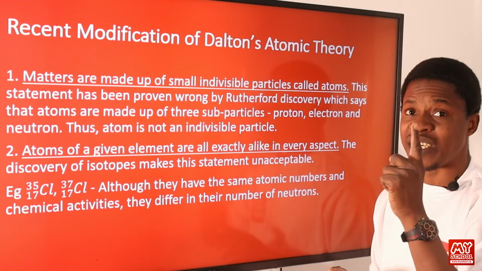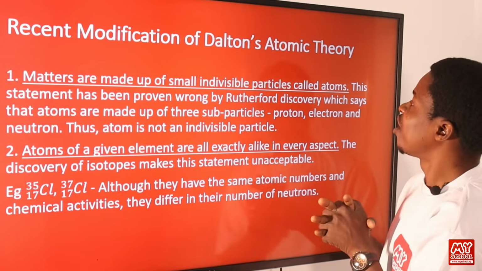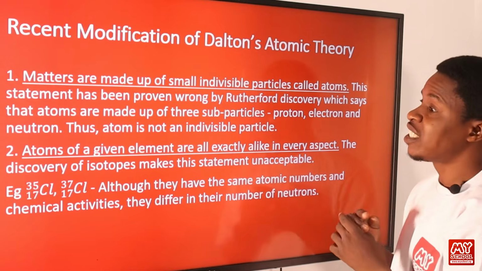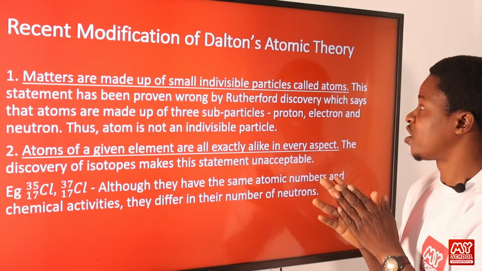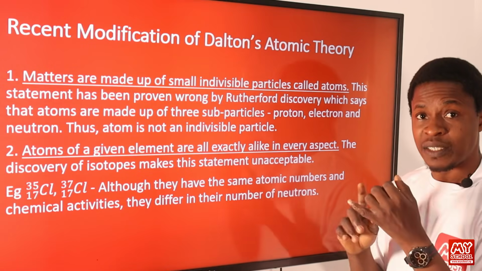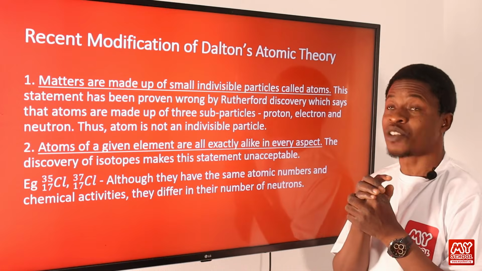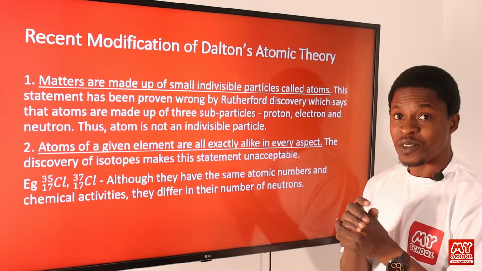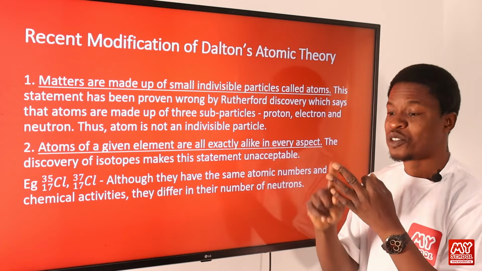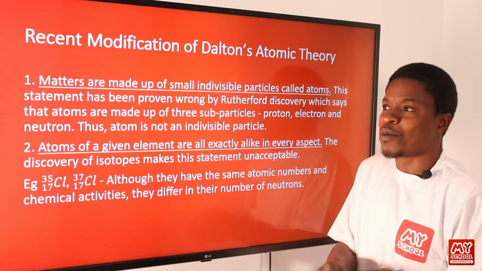Now the first theory, remember, said that matter is made up of small indivisible particles called atoms. But Rutherford disproved that. This statement has been proven wrong by Rutherford's discovery. It says that atoms are made up of 3 subparticles: the protons, electrons, and neutrons. We just looked at that when we were talking about the subatomic particles of an atom. We said they are made up of protons, electrons, and neutrons.